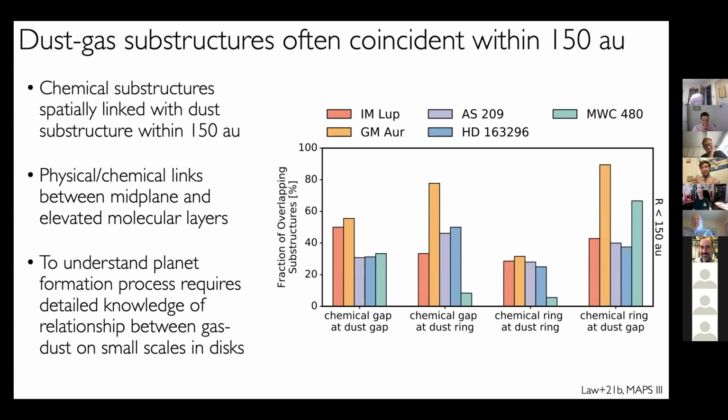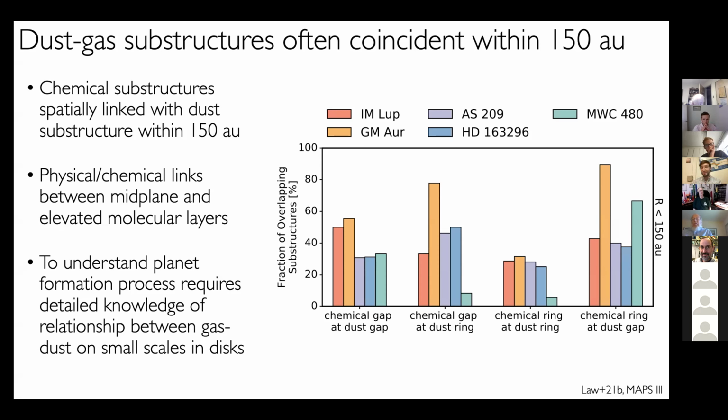So that means the vast majority of the chemical substructures in these disks are aligned with something in the dust. Now, again, not in a consistent way. So we don't always see rings aligning with rings or gaps aligning with gaps. We see that this varies both among different disks and even at different radii within the same disk, like HD163296. But overall, this does suggest some sort of physical or chemical link between the midplane where the dust is and the more elevated molecular layers where the line is emitting from.